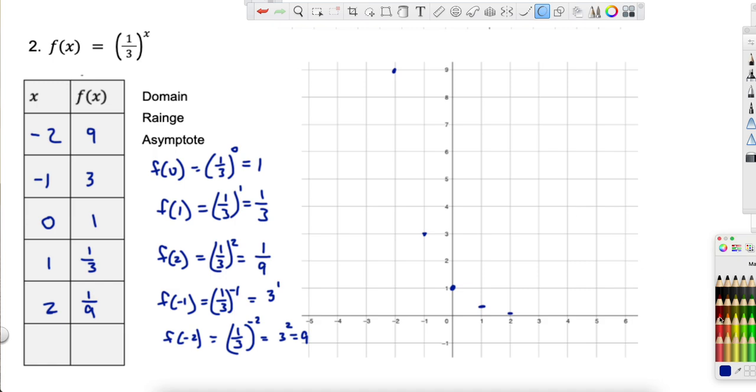And now I'll do my asymptote here. y equals 0. And let's get my graph here. That's terrible.